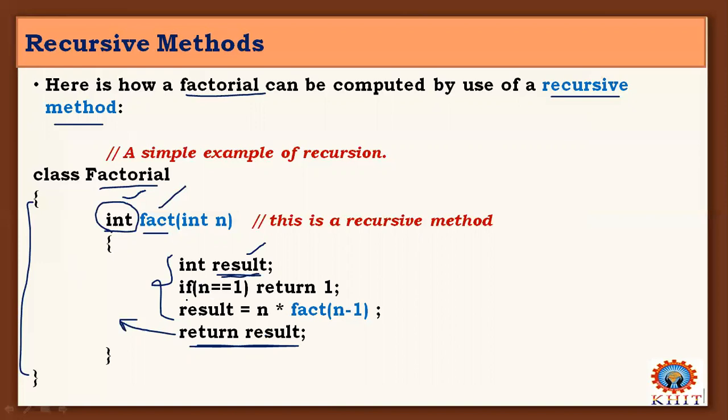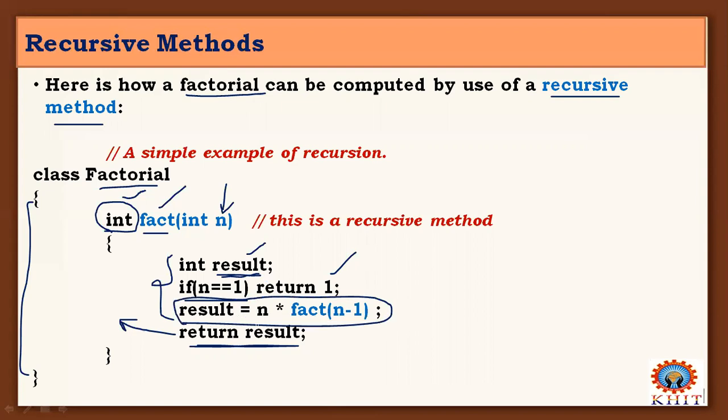And if n equals 1, since we are passing a value to fact of int n, that means when we call this factorial method, we pass one integer value to find the factorial. That is the way this method is designed. So when this n value is equal to 1, then it simply returns 1. Otherwise, it executes this statement. This is called the recursive step here.